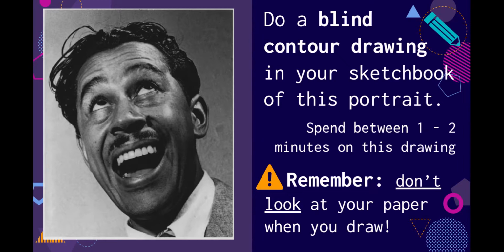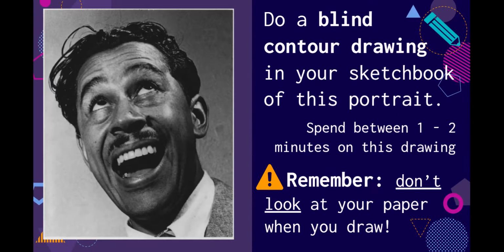And a blind contour is very important because it teaches us how to look at a subject and really study it. Because we're not looking at our paper and we're only focused on the subject, it really trains our eyes on how to look at a subject and create an artwork based on what you see.